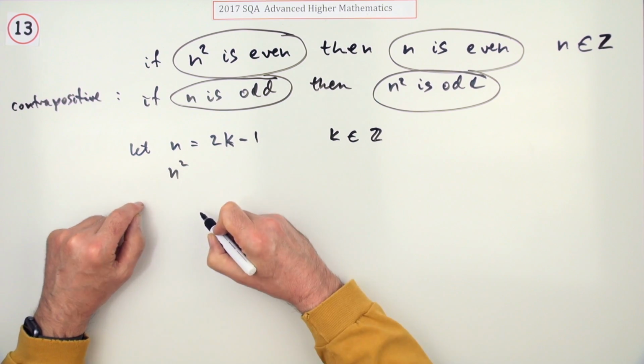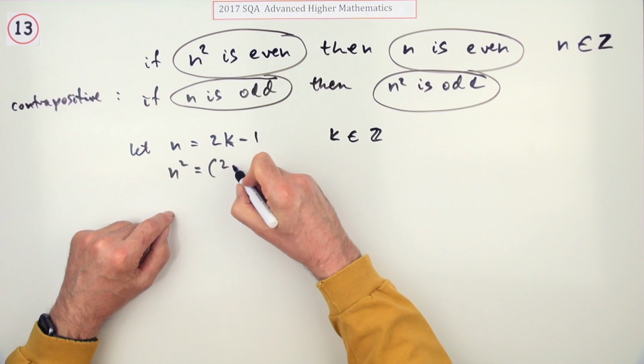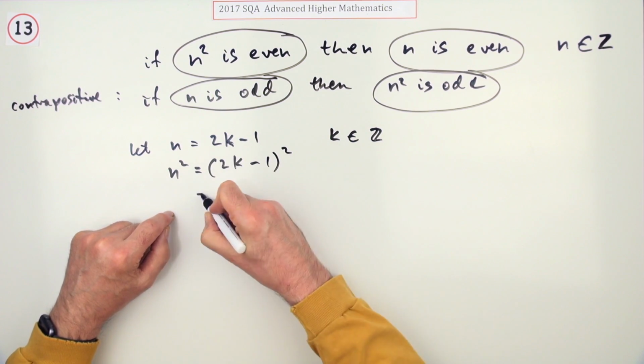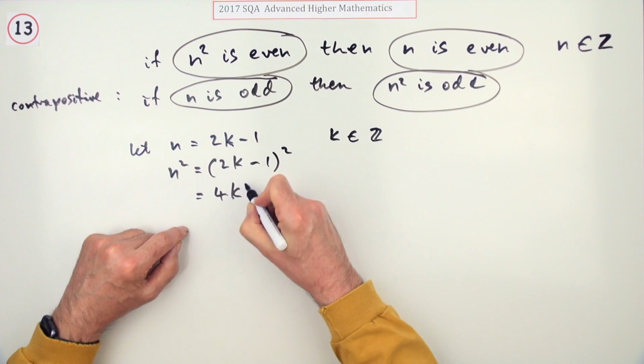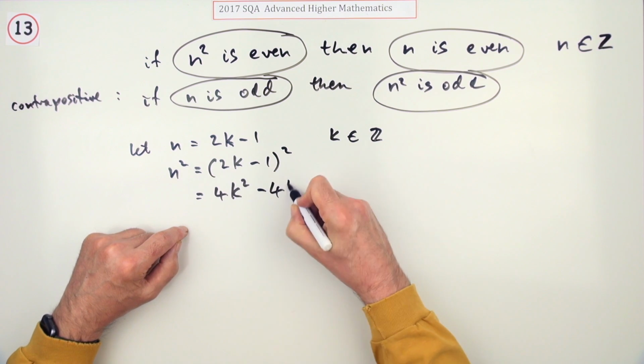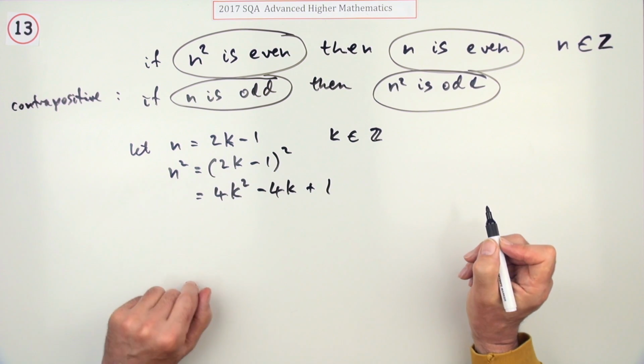Well, now just work out what n squared is. What's the consequence of that? Well, I've got 2k minus 1 squared. So squaring that would be square the first, twice the product, square the last, which is positive.